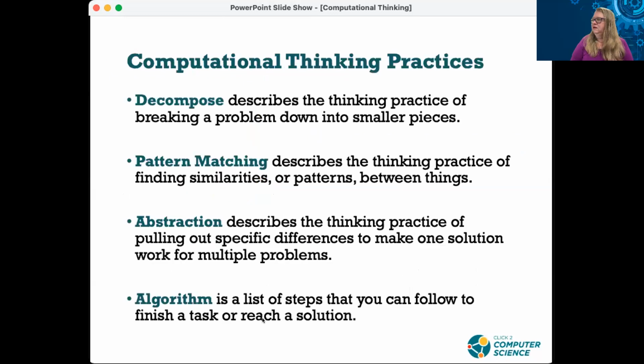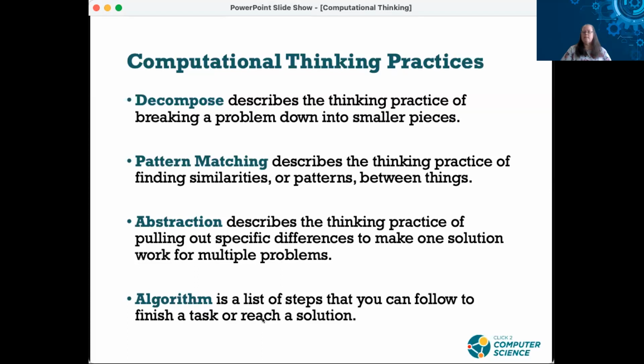I think, Anne, this is still your slide if you want to explain how we use computational thinking in this activity. Yes. So decompose, as it says, describes breaking down a problem into smaller pieces. And so for the kids, having a game that they're trying to figure out how to play with no instructions is a big problem. And so helping them to figure out how to break that down is decomposing.